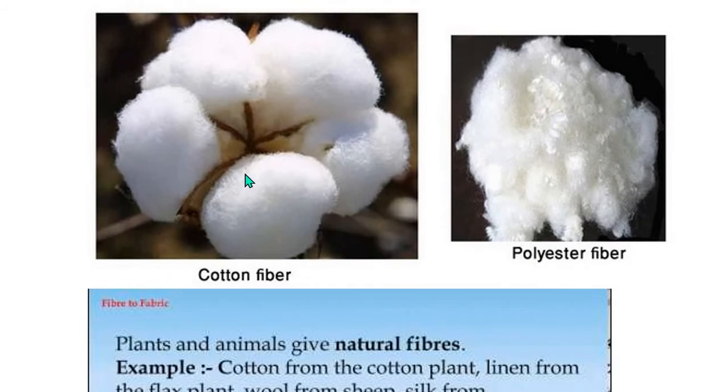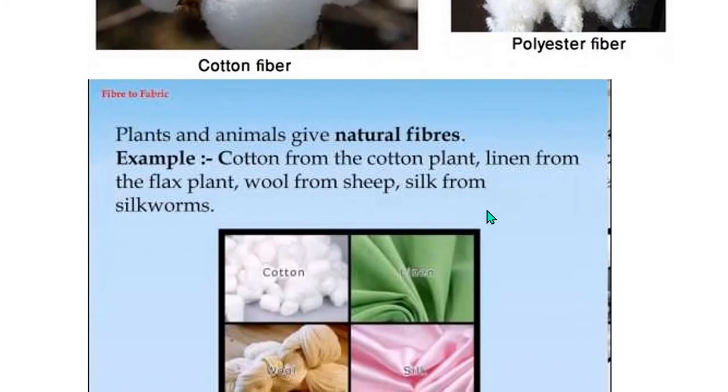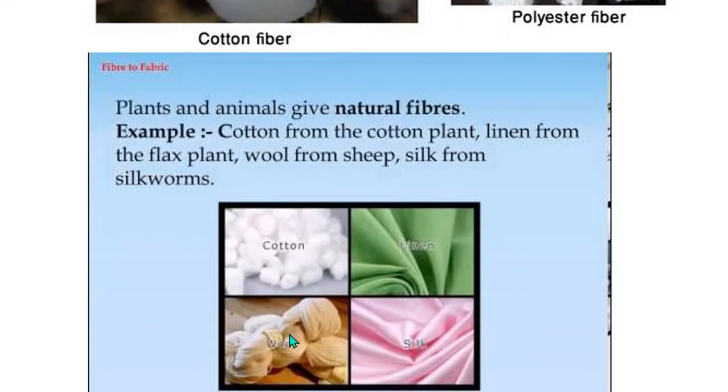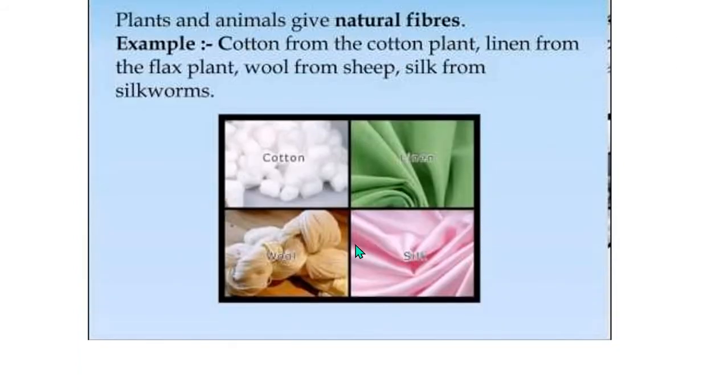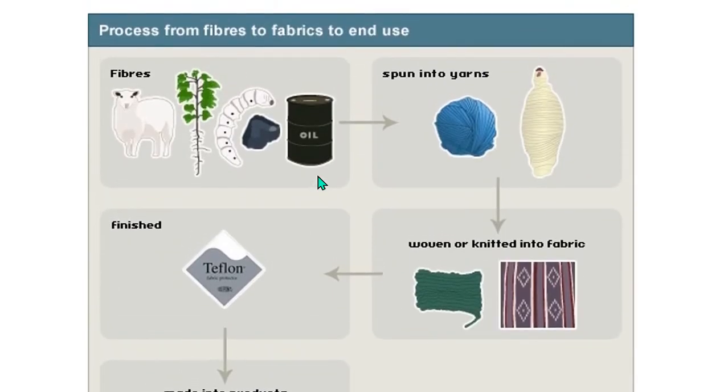This is a cotton fiber. You can see the differences between the cotton fiber and this polyester fiber. Plants and animals give what? Natural fiber, and these are called natural fibers. This is cotton, linen, wool and silk. Silk is made from silkworm, wool from sheep fur, linen from flax plants, and cotton from the cotton plant, as we have seen. Now see the process from fibers to fabrics to end use.